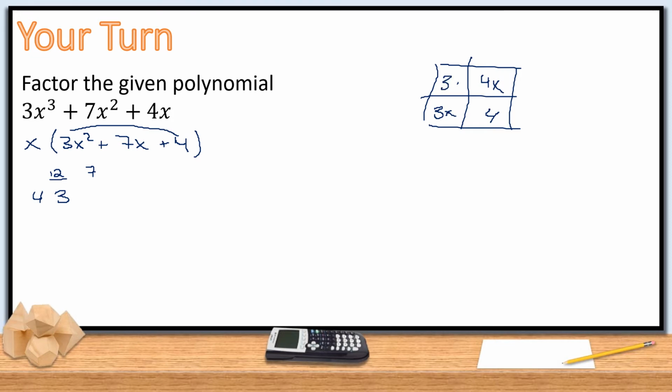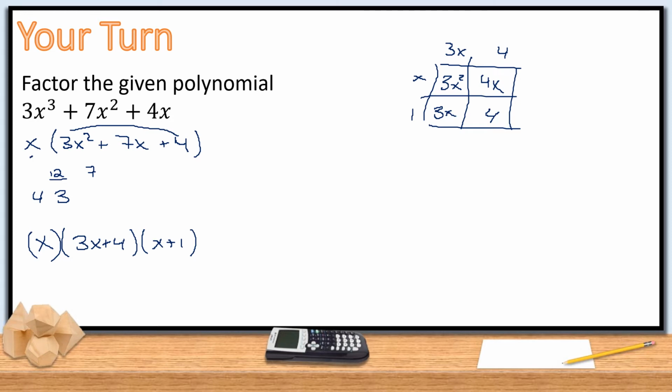So we've got 3x squared. So factors of 3x squared are 3x and x. So 3x times what is 3x? It's 1. x times what is 4x? It is 4. So our factors are the x from above, so x, 3x plus 4, and x plus 1. So that would be my factored form of the polynomial.